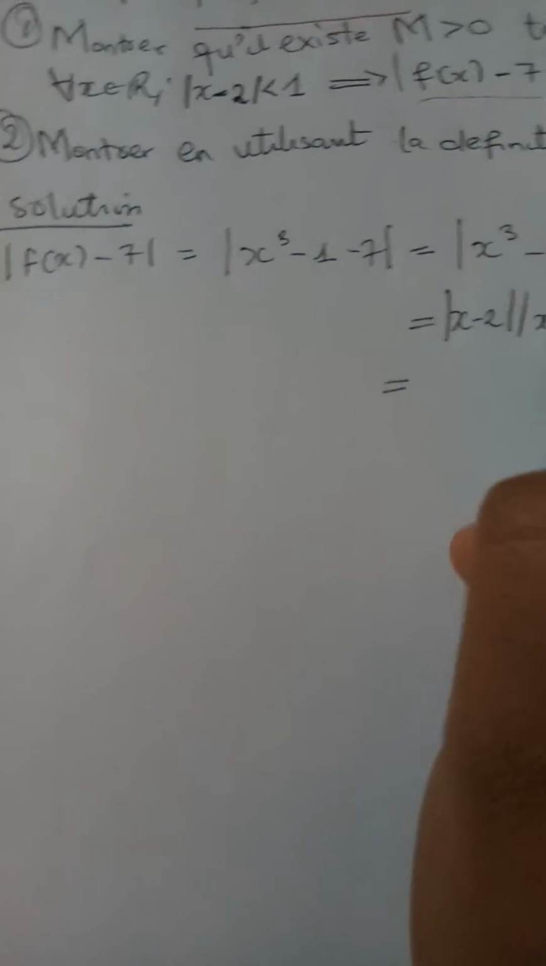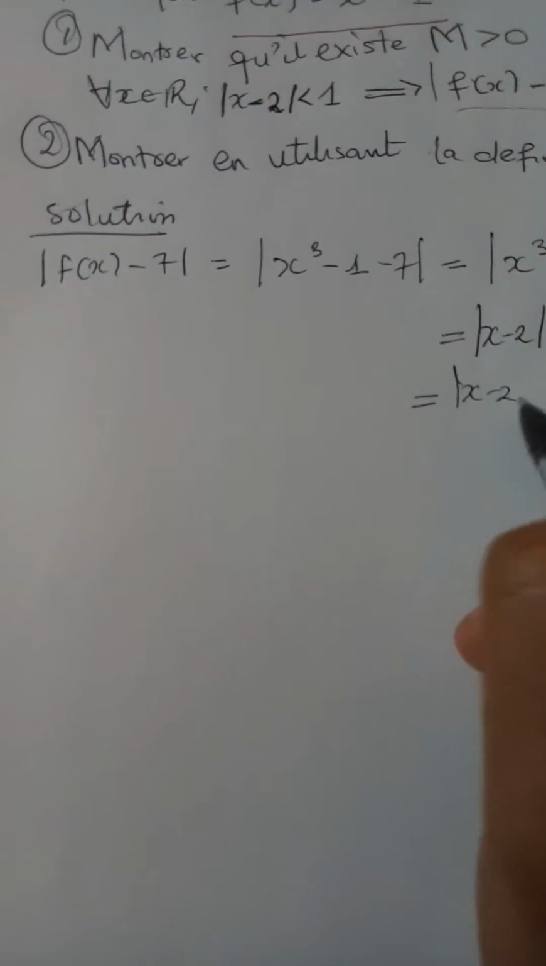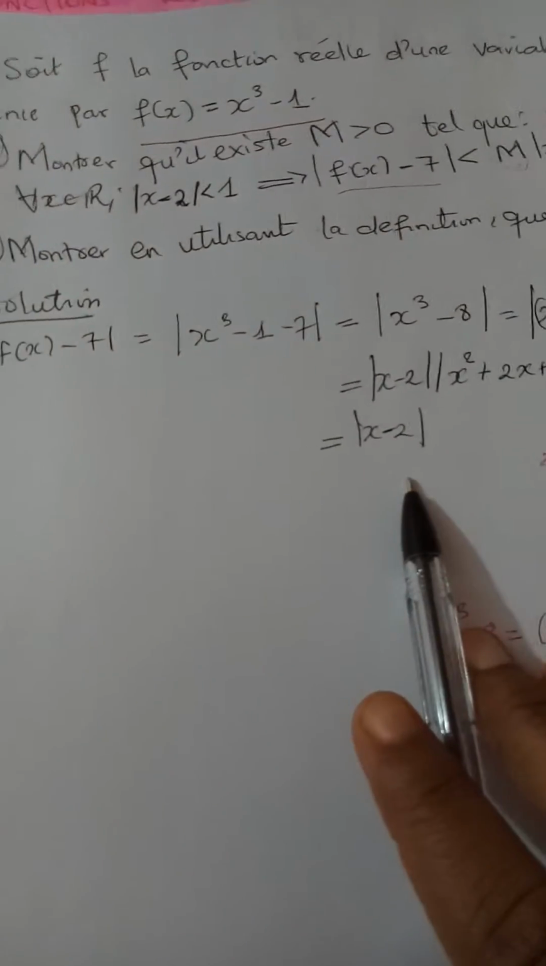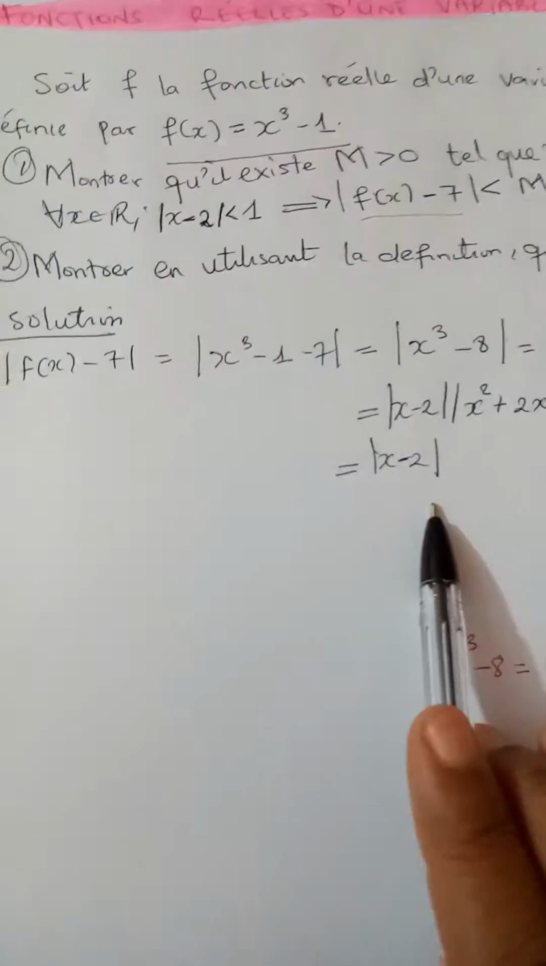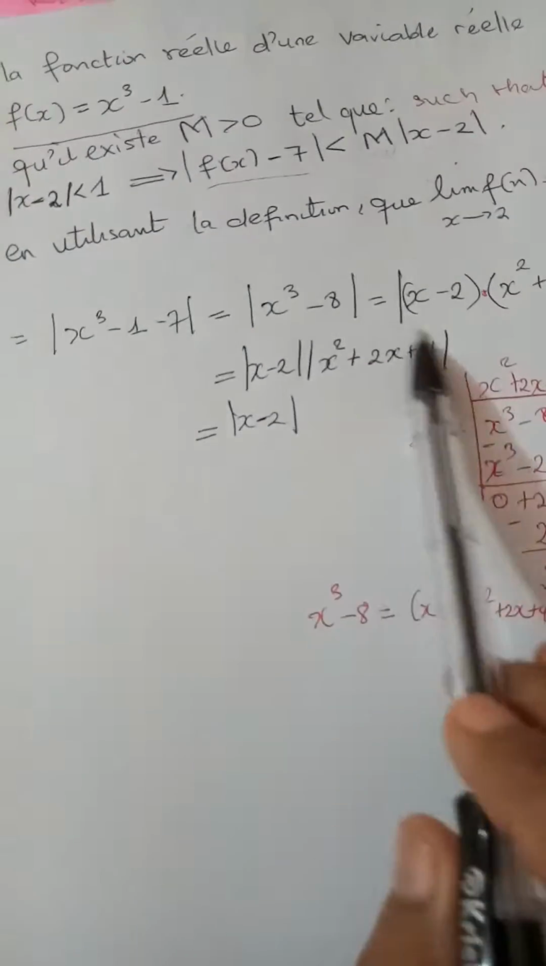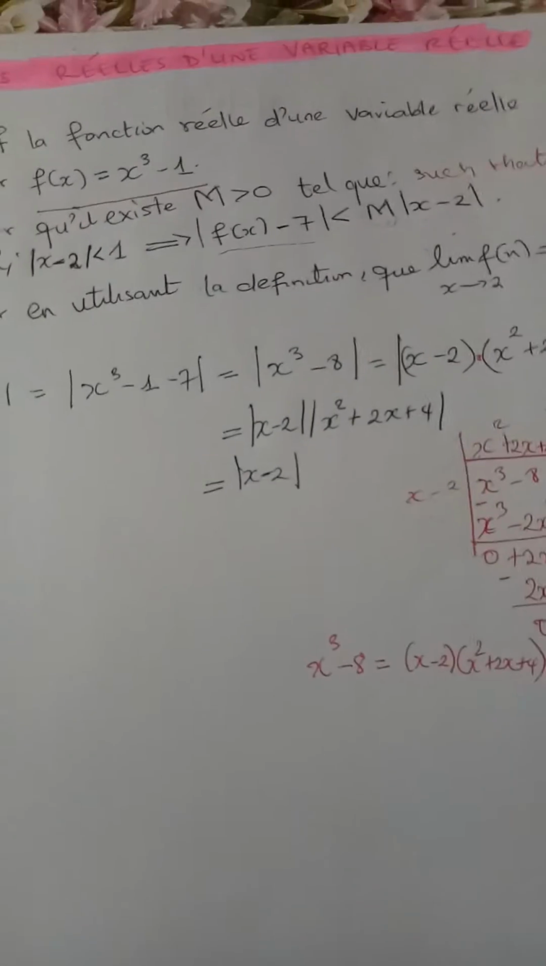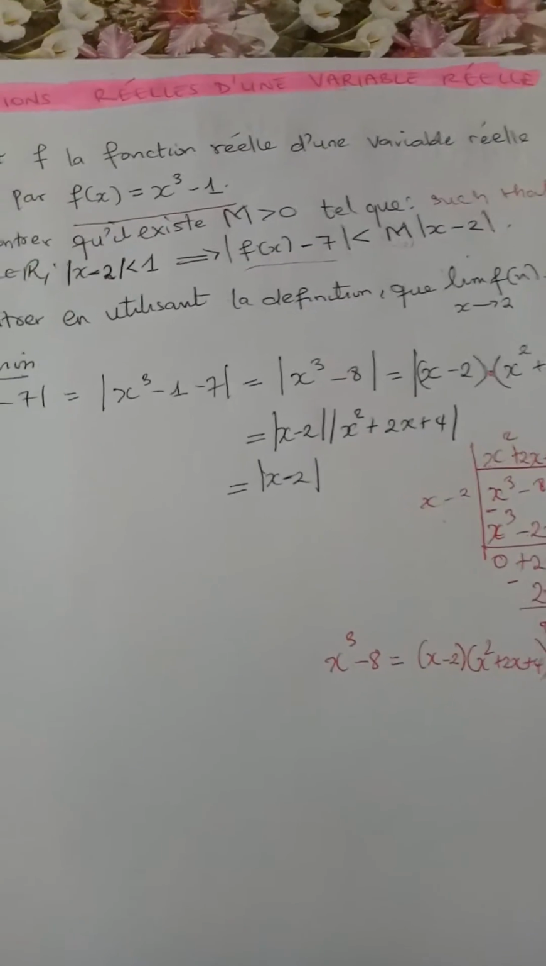Then now we have x minus 2. Okay, this works. It's fine. It's okay. But how about this? I can still break it down again, okay?